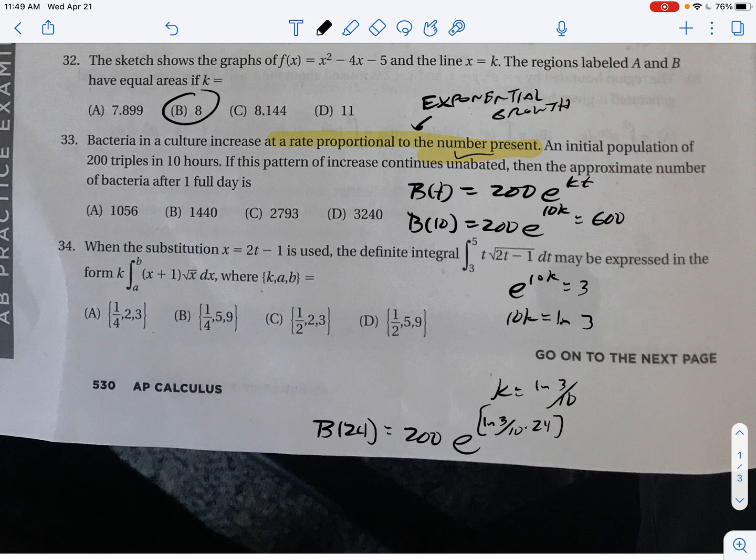So you can put that in your calculator. Remember, e to a power is its own button. Don't type in the number e. Don't type in the letter e. And I get about 2793, which is C.